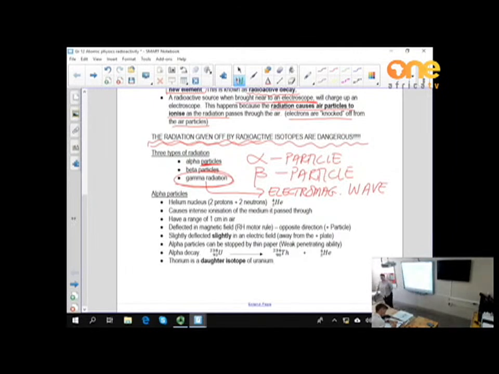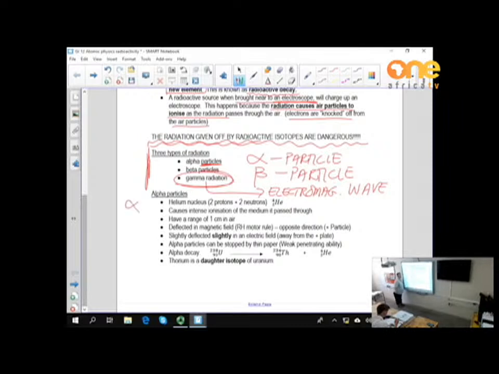And it obeys all the wave properties. v equals f times lambda. It can be reflected, refracted, diffracted, interfered, etc. Okay. Now, we are going to have a look at these three types of radiation and what exactly it entails. Starting off then with alpha particles.